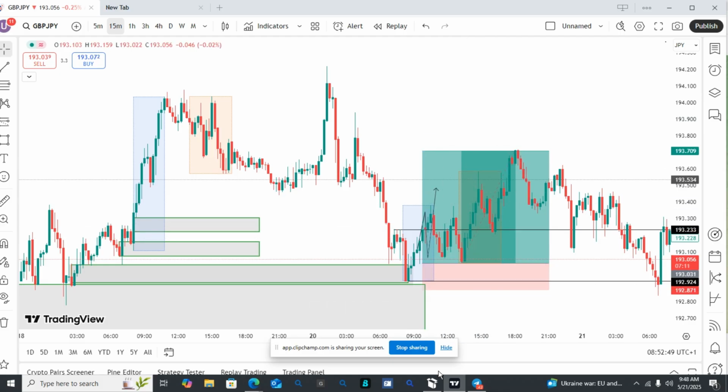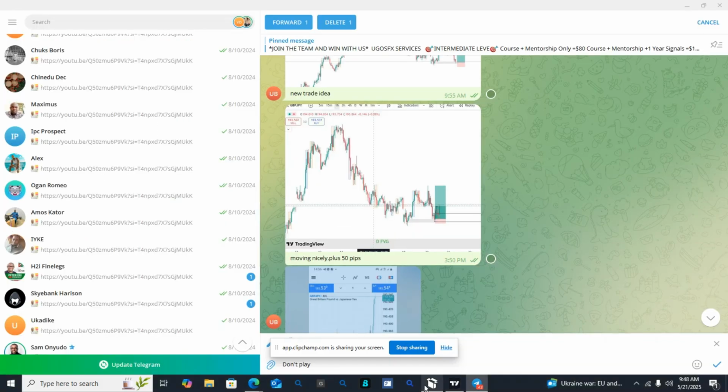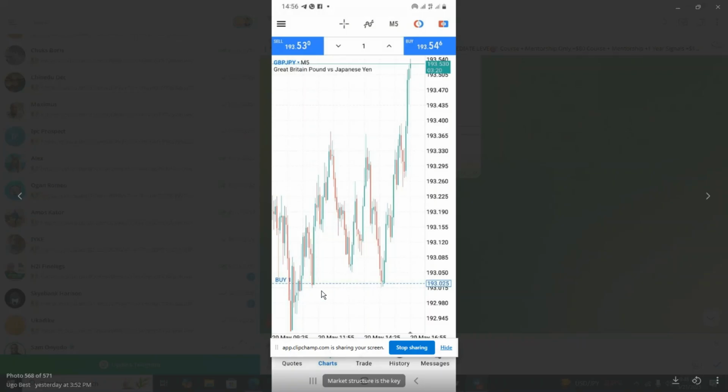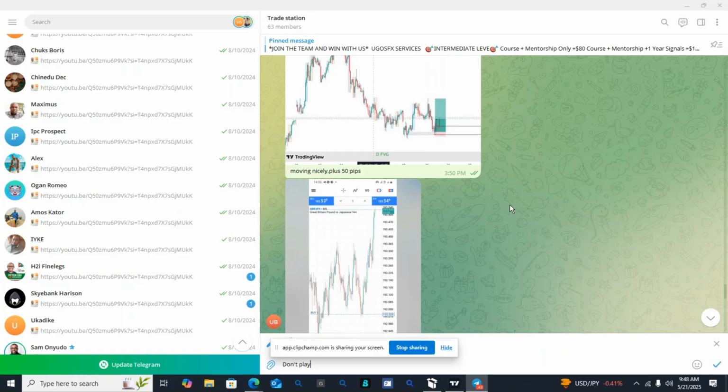So these are other evidences that show what we have done so far. See this zone, price triggered and started moving up, and I said moving nicely, plus 50 pips. You can see it here. When I say moving nicely plus 50 pips, this is the entry itself. When I bought, I bought at 193.025, and price flies. There was no drawdown. Price flies to 193.530.